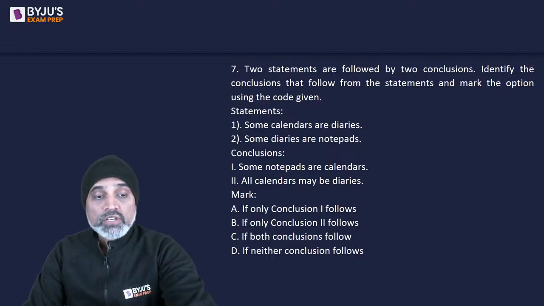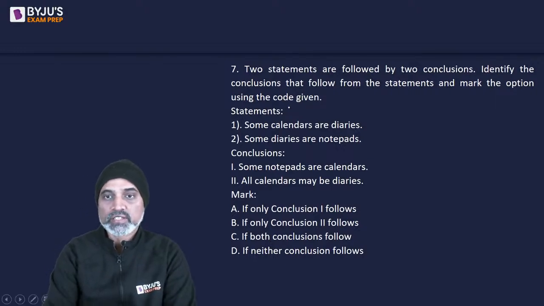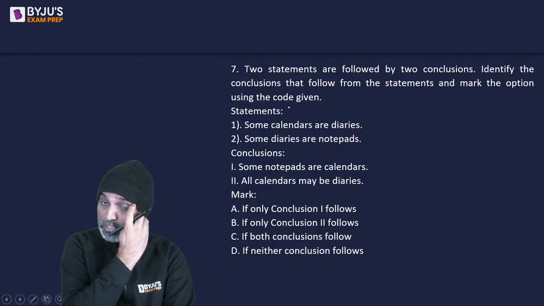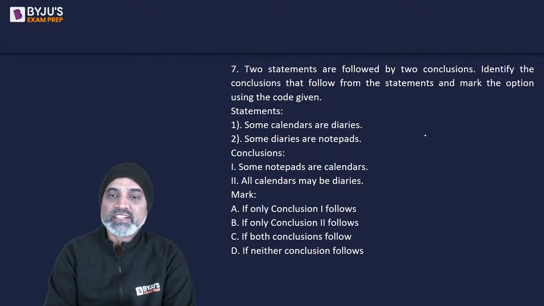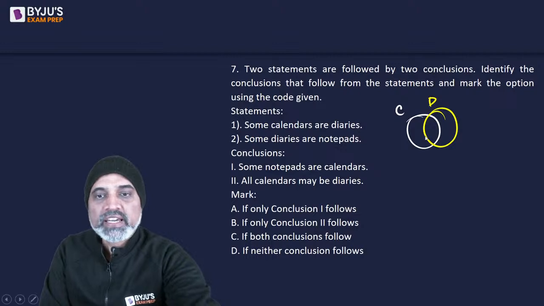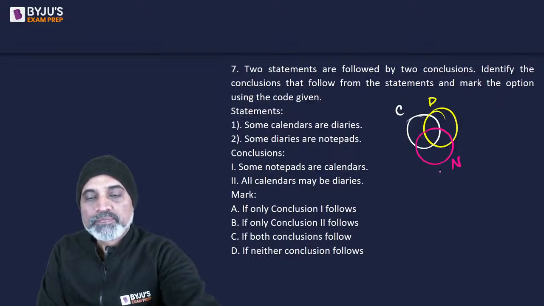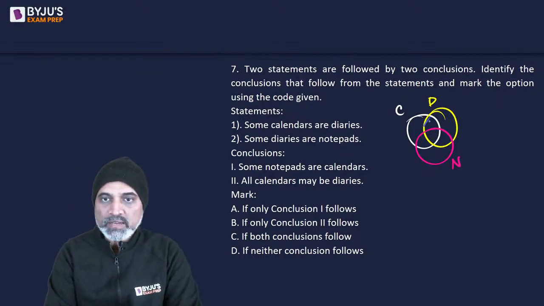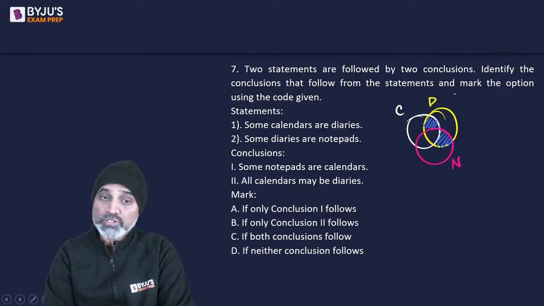Okay. So it's a question on data sufficiency? No. Conclusions. Statement and conclusions. Two statements are followed by two conclusions. Identify the conclusions or conclusion that follow from the statements and mark the option using the code given. So the statement says some calendars are diaries. So this is calendars, this is diaries. And then it says some diaries are notepads. So this is diary, this is notepad. As per the condition, we know that some calendars are diaries. This part exists. And some diaries are notepads. This region also exists. So this is a question on syllogism.